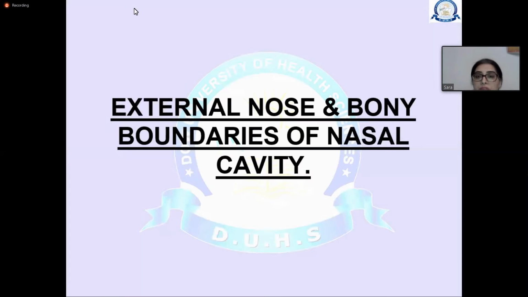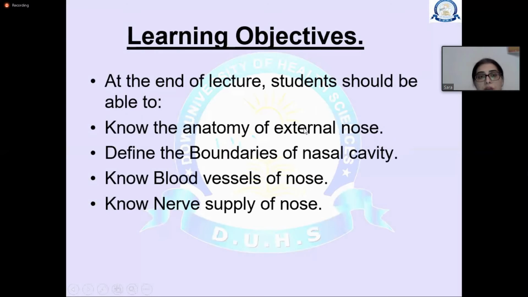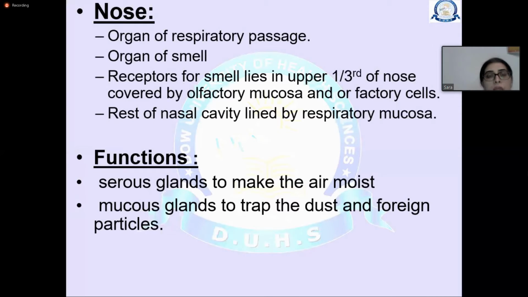and the boundaries of the nasal cavity. Our objectives are to know the anatomy of the external nose. External nose is basically the structure that is seen on the face, and that is the prominence that is seen on the face. Okay, define the boundaries of the nasal cavity, blood vessels, and the nerve supply of the nose. So this is the objective that we are going to achieve today, inshallah.